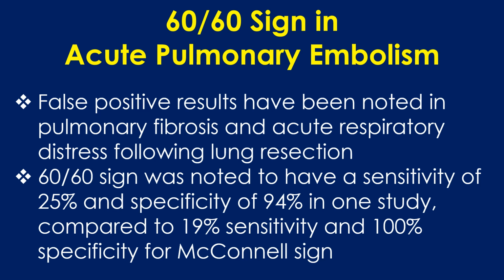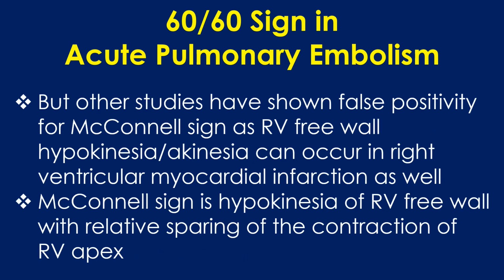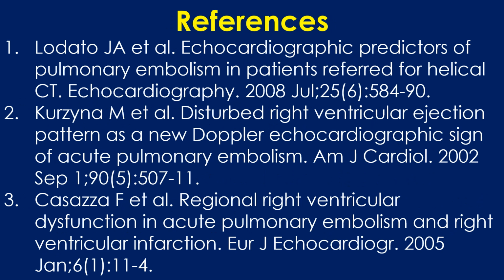60/60 sign was noted to have a sensitivity of 25% and specificity of 94% in one study, compared to 19% sensitivity and 100% specificity for McConnell sign. But other studies have shown false positivity for McConnell sign, as RV free wall hypokinesia or akinesia can occur in right ventricular myocardial infarction as well. McConnell sign is hypokinesia of RV free wall with relative sparing of the contraction of RV apex. Here are a few relevant references.